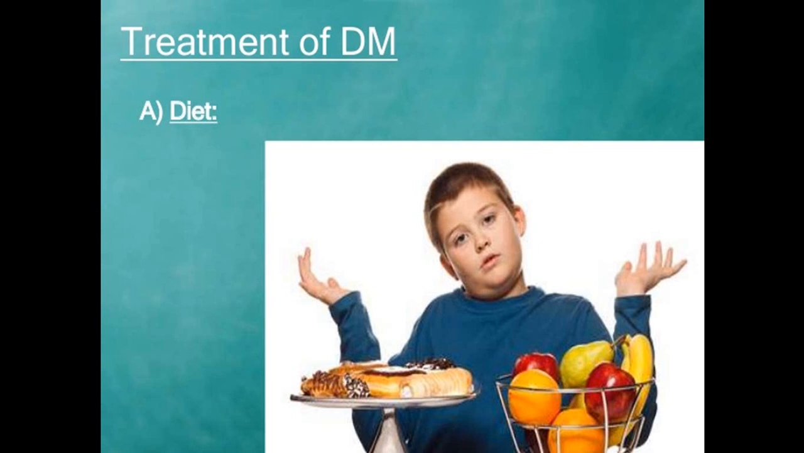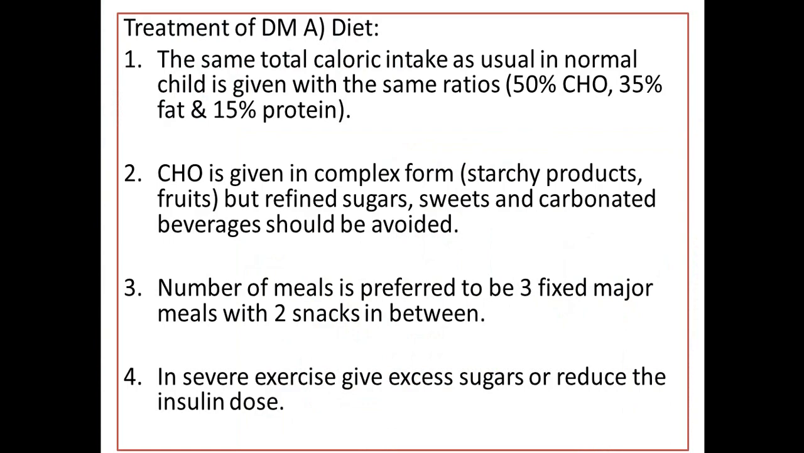So how do we treat the patient with diabetes mellitus? First of all, diet. Controlled diet is the most important part. We need the same total calorie intake because they are growing children and we need calories. The calories required are as for a normal child, but in a different ratio. Carbohydrate is 50% of the calories, 35% is fat, and 15% of the calories required is protein. We have to remember that carbohydrate should be given in complex form, in starchy products and fruit, and never refined sugar or sweets or carbonated beverages.